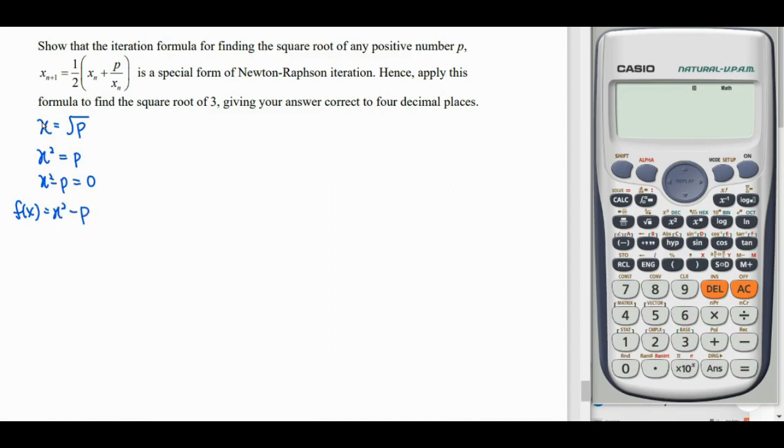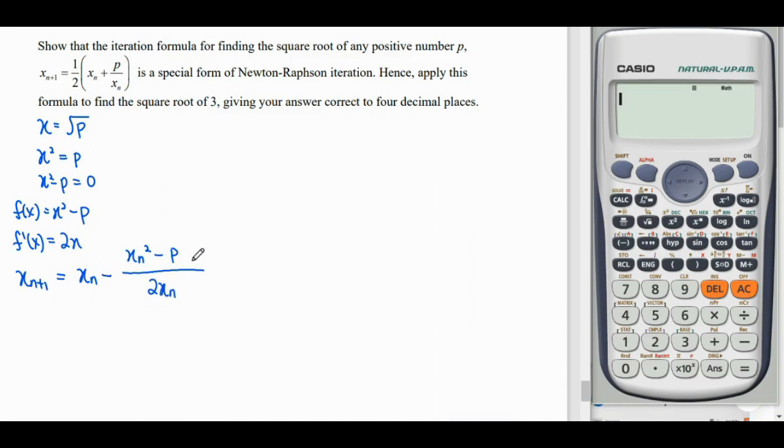So from here, in order to apply our Newton-Raphson iteration, we need to find the first derivative of the function. Differentiate x squared, we get 2x. Differentiate p, a constant, we get 0. Then we substitute into our Newton-Raphson method formula where x n plus 1 is equal to x n minus the function, which is x n squared minus p, over the first derivative, which is 2 x n.